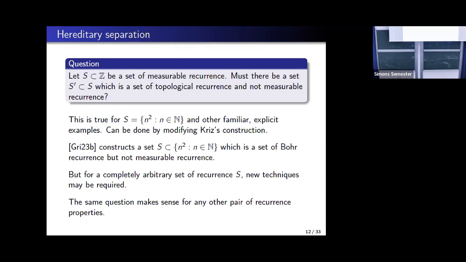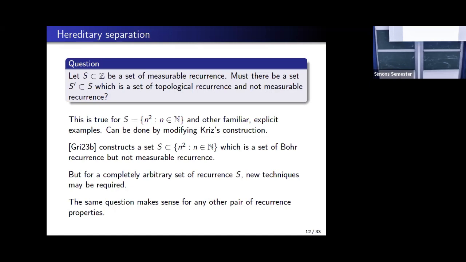This I think is kind of an exciting problem. If you have a set of measurable recurrence, can you find a subset which is a set of topological recurrence and not measurable recurrence? Now I assert, and I will write up with Sohail, that this is true for the perfect squares. In the perfect squares you can do the Kriege example essentially, and other familiar explicit examples.